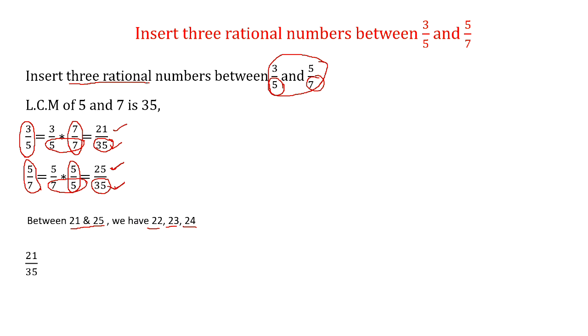So let us see the 3 rational numbers, which are 22 by 35, 23 by 35, 24 upon 35. Here all the denominators are the same.